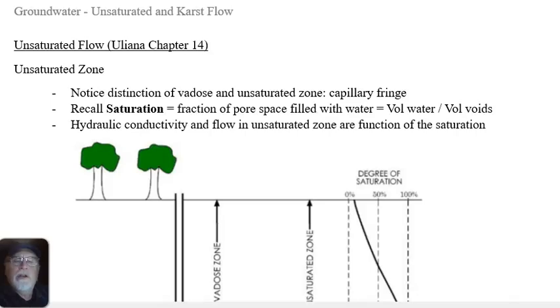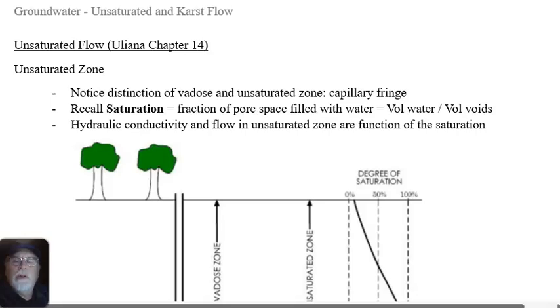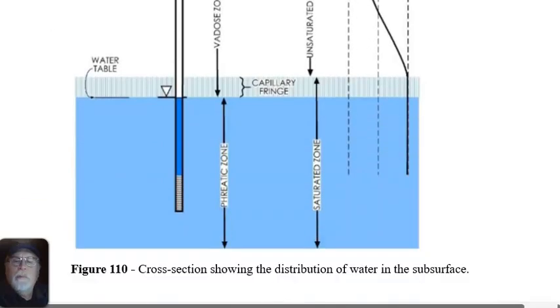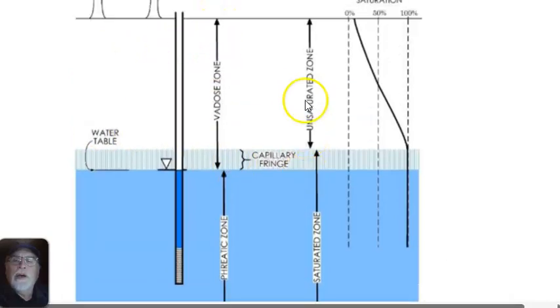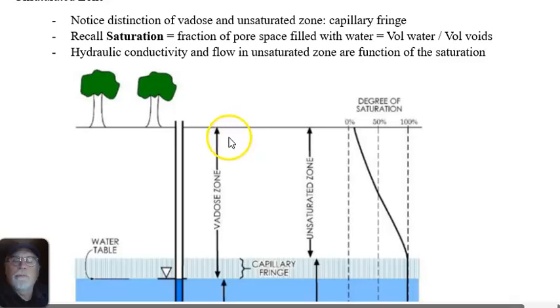So I want to start with unsaturated flow. There is something about this in the text in chapter 14. Now, unsaturated flow, if you look at this, first of all, notice that he makes a distinction between the vadose and the unsaturated zone. I think I said previously those are synonyms, but you can see that the vadose zone he defines as going down to the water table. The unsaturated zone goes down to the capillary fringe. That's because the capillary fringe actually has water in it, but it's above the water table. It's drawn up in there by capillary forces.